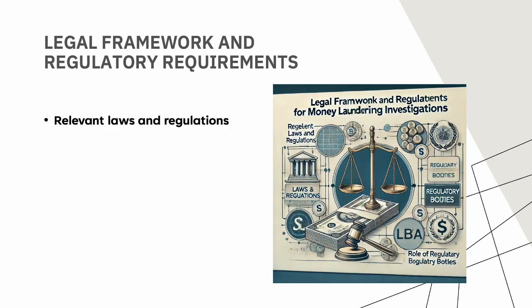Key legislation includes the Bank Secrecy Act, which requires financial institutions to assist government agencies in detecting and preventing money laundering, and the USA Patriot Act, which expands the scope of anti-money laundering measures. Internationally, we have laws like the Anti-Money Laundering Directive in the EU. Organizations such as the Financial Crimes Enforcement Network, FinCEN, in the U.S. and the Financial Action Task Force, FATF, play pivotal roles in setting standards and ensuring compliance with anti-money laundering regulations.